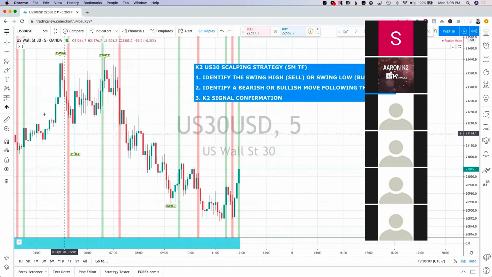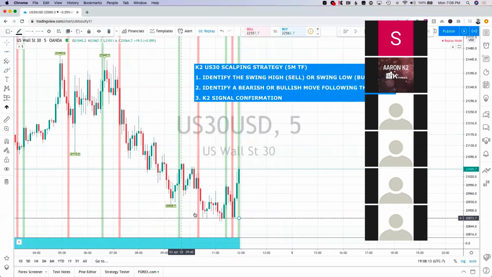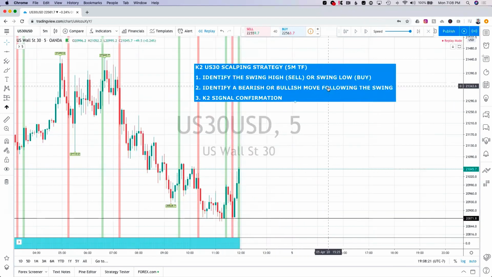Once you identify the swing low, you can use a horizontal line to have a good idea where the swing low is. Next, since we're entering a buy right here, you want to make sure that there's a bullish move following the swing.